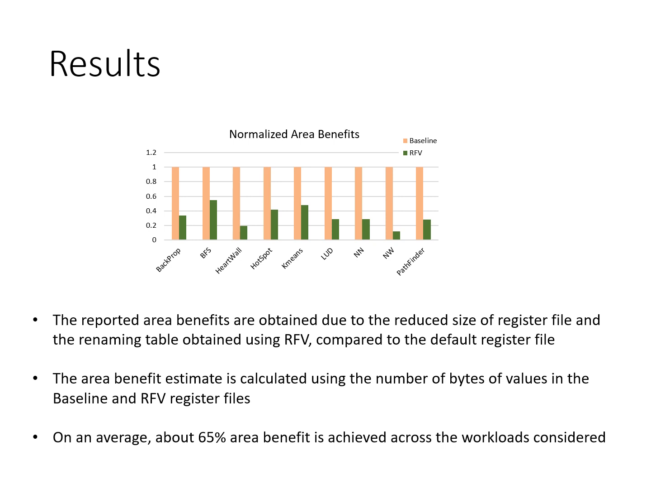To get the estimate of area, we calculated the number of bytes of values in baseline as well as in the RFV register file, along with the bytes of value in the renaming table. On an average, we have managed to get 65% area benefit across the workloads.